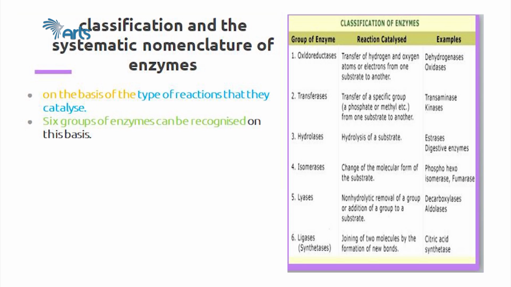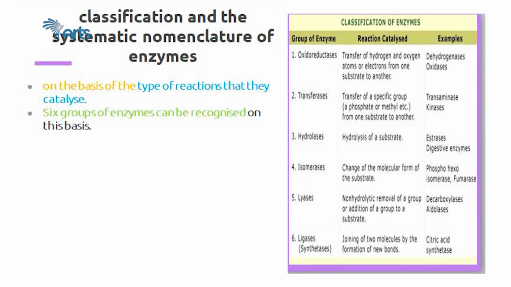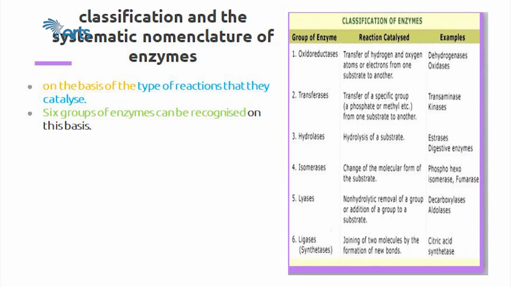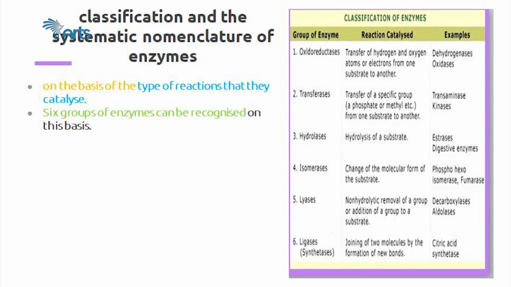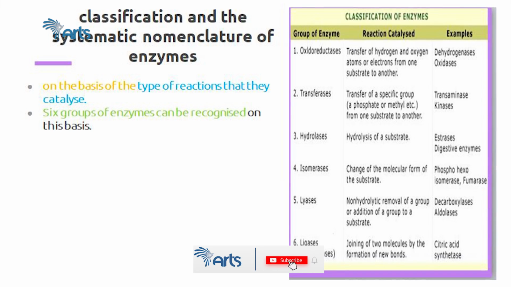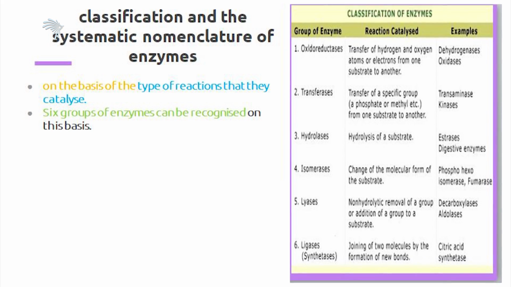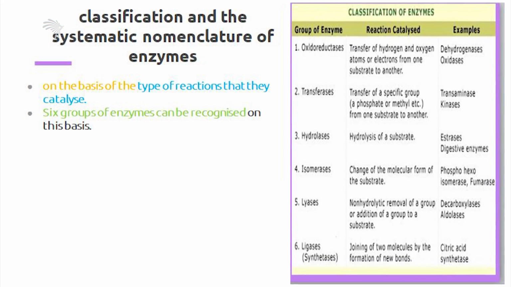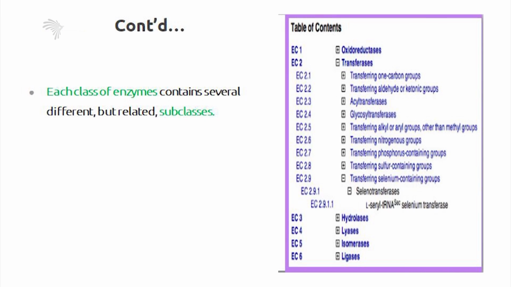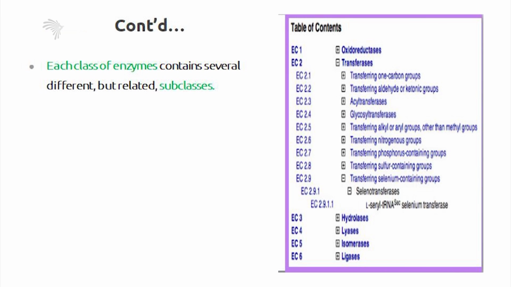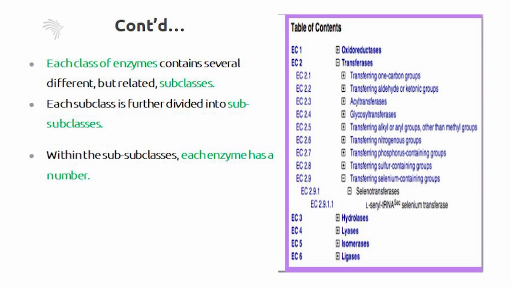So, on this basis, six groups of enzymes can be recognized. These are on this slide: first, oxidoreductases; second, transferases; third, hydrolases; fourth, isomerases; fifth, lyases; and sixth, ligases. All these are the six classifications of enzymes. All enzymes in this world are classified in this order. They also have subclasses under these main classes. Each class of enzymes contains several different but related subclasses, and each subclass is further divided into subclasses. Within the subclasses, each enzyme has a number.